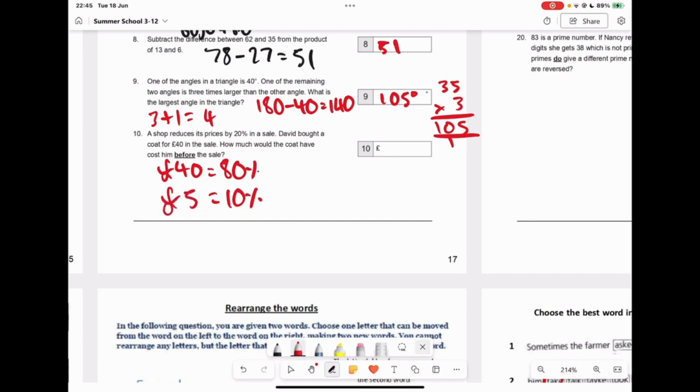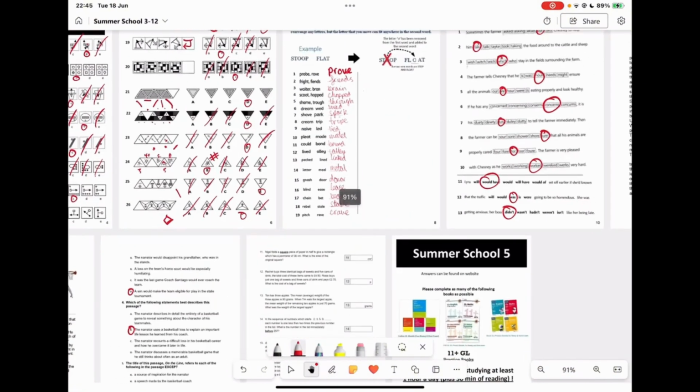So 100% is then equal to that £5 multiplied by 50. So the answer to question 10 will be £50. Now question 11.